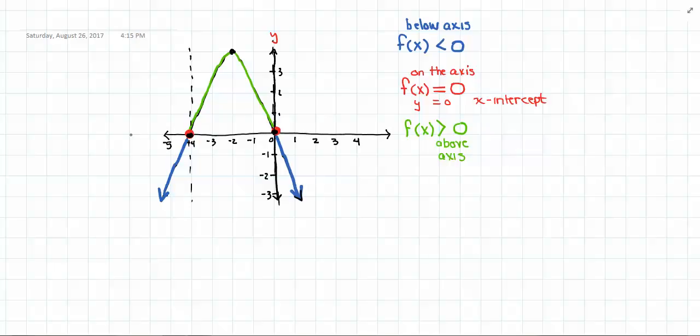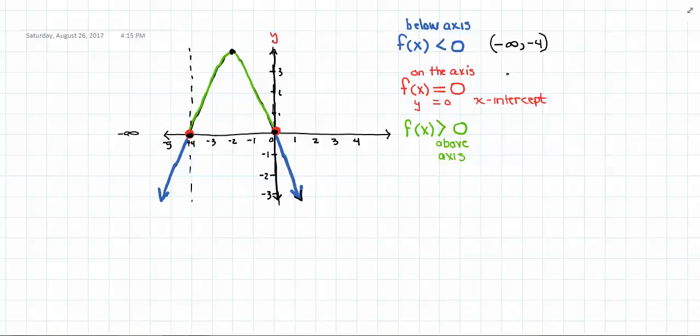So starting clear way out left to right, since this keeps on going down and out, it starts out here at negative infinity and goes all the way over to negative 4. That's where the blue line is below the x-axis. So starting at negative infinity, all the way over to negative 4, not including the number negative 4, because at negative 4, that's where it's on the x-axis.